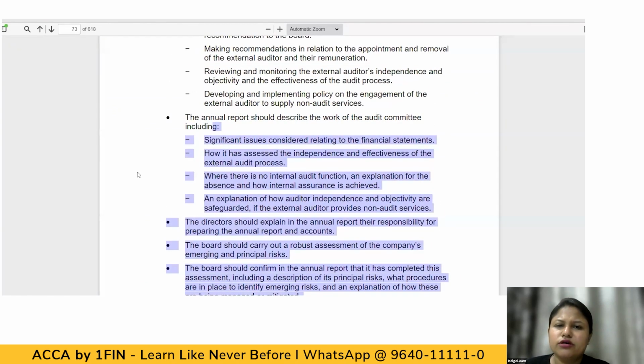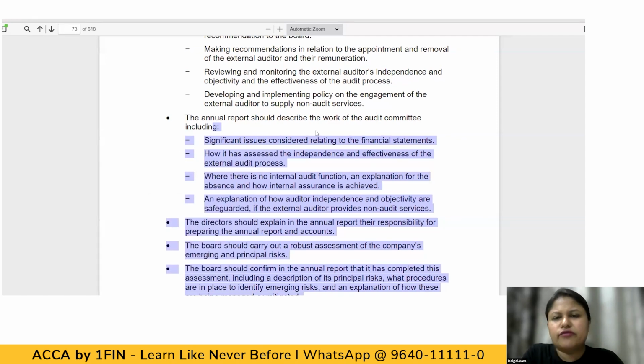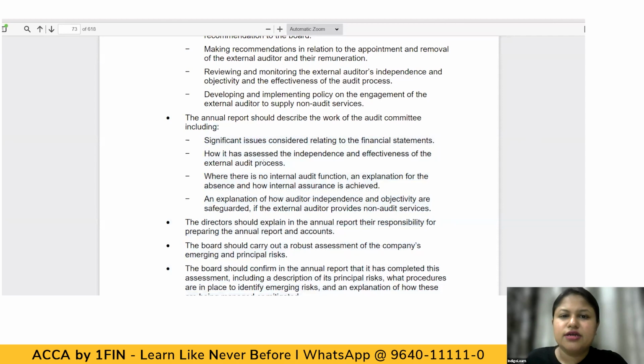The annual report should describe the work of the audit committee. So what is the work of the audit committee which is described in the annual report? Significant issues considered relating to the financial statements. Whatever issues are identified in the financial statements and addressed by the audit committee come in the annual report. How you have assessed the independence and effectiveness of the external audit process. Where there is no internal audit function, the explanation for the absence and how internal assurance is achieved. An explanation of how the auditor's independence and objectivity are safeguarded. So basically, in the annual report, these matters regarding the audit committee are explained.